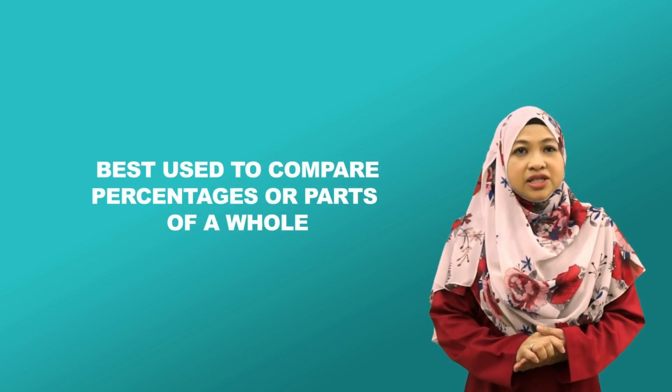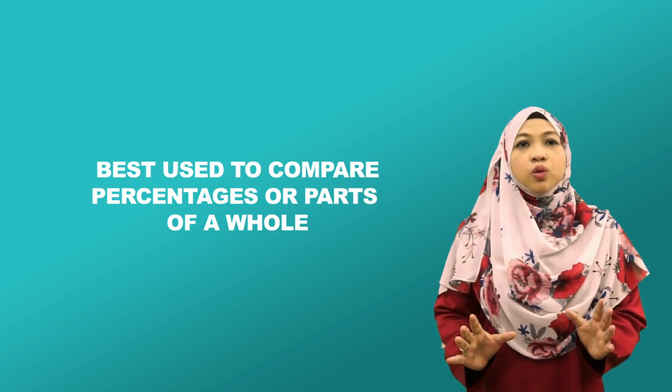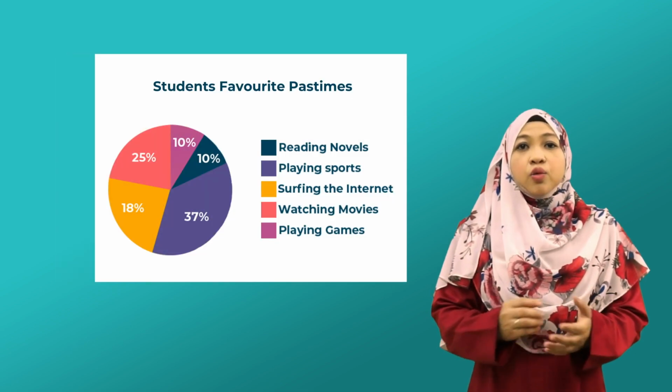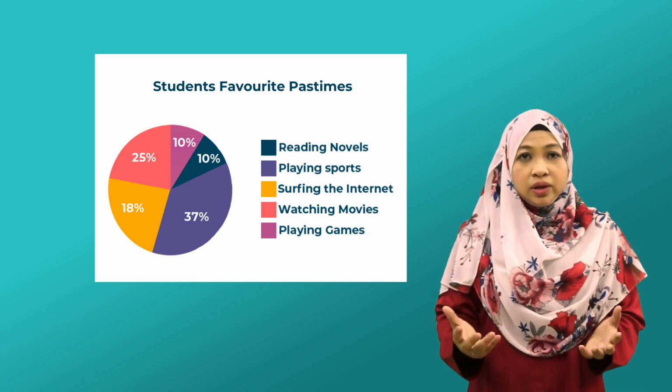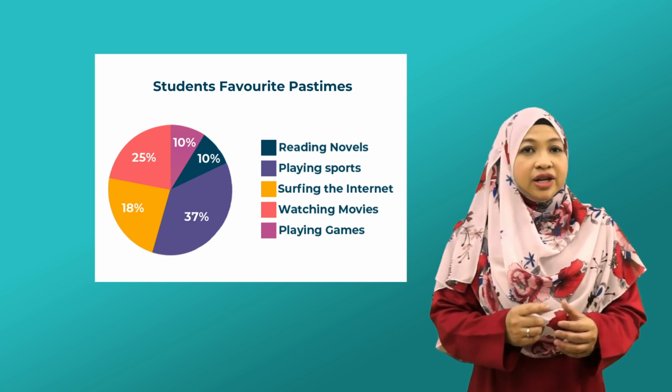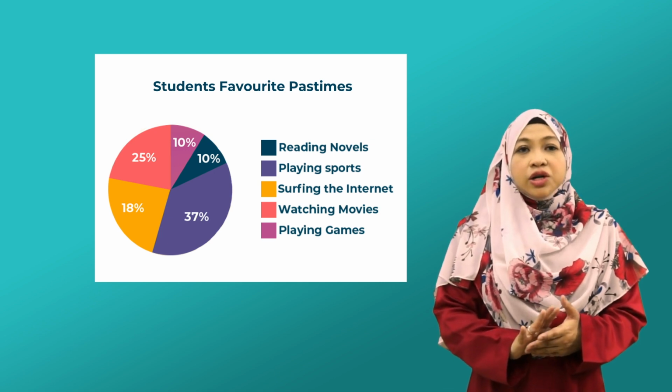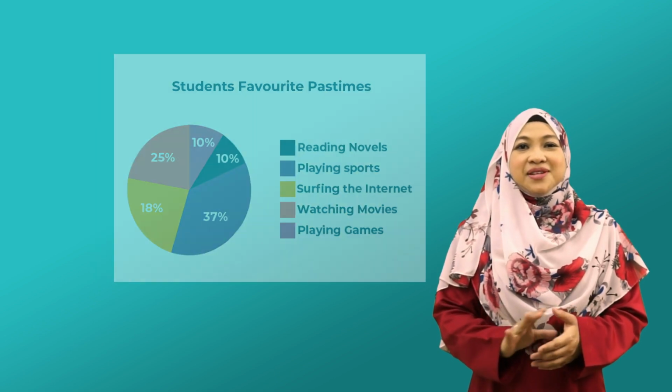Let's start with pie charts. Pie charts are best used to compare percentages or parts of a whole, and a whole here refers to the total of the values in your data. A piece of the pie represents each value to identify the proportions. For example, here we have pastimes as a whole, and the proportions are reading novels, playing sports, surfing the internet, watching movies, and playing games.